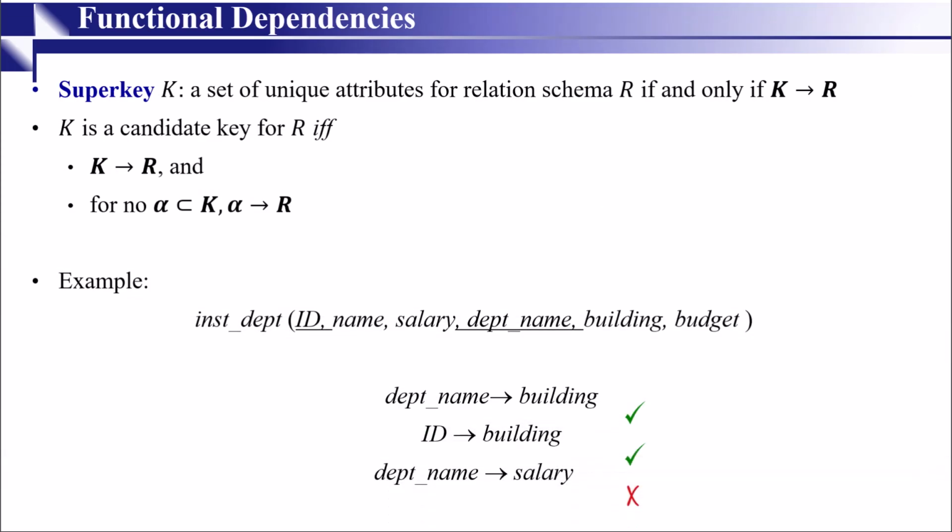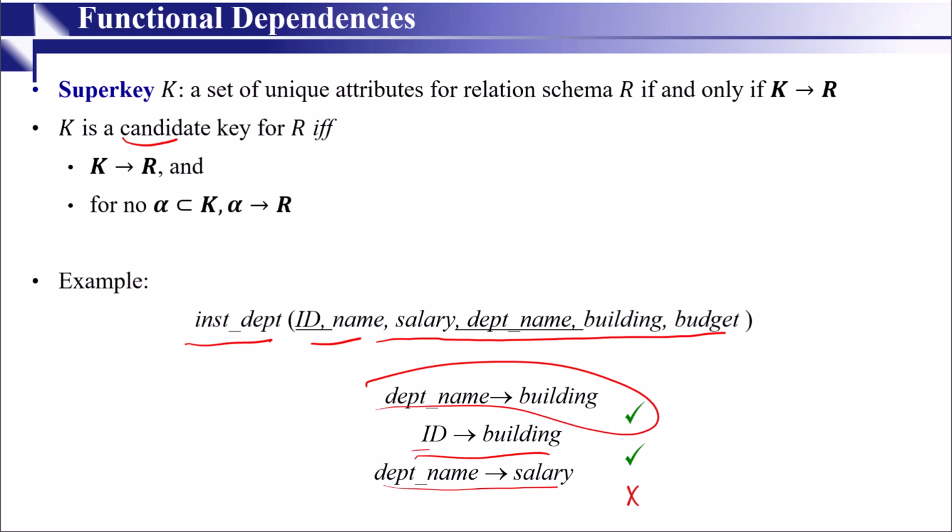Building on that, a superkey is a set of attributes that uniquely identifies all attributes in a relation. So then we have a candidate key. A candidate key is a minimal superkey. No subset of it is a superkey. In the inst department table with ID, name, salary, department name, building, and budget, department name and building is okay, ID and building is okay, but department name and salary is not okay. So salary has nothing to do with the department, right? So this suggests a dependency that might cause issues, as department name is not a candidate key.